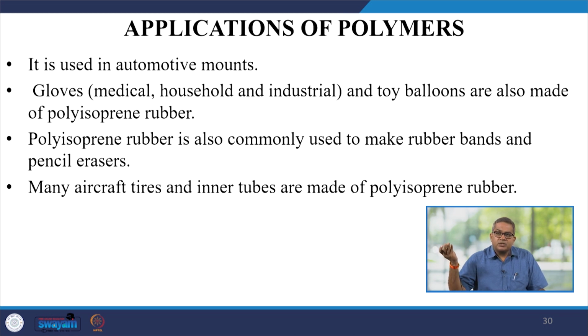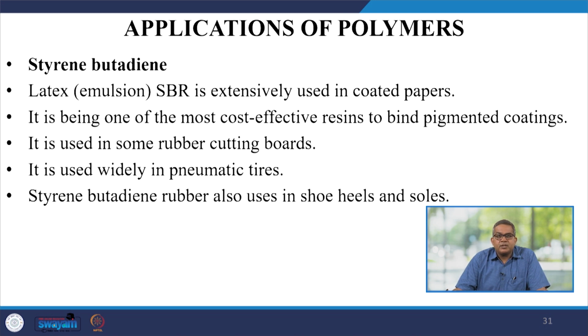Toy balloons are also made of polyisoprene rubber. Polyisoprene rubber is also commonly used to make rubber bands, a very common thing, and pencil erasers. Many aircraft tires and inner tubes are also made of polyisoprene rubber.